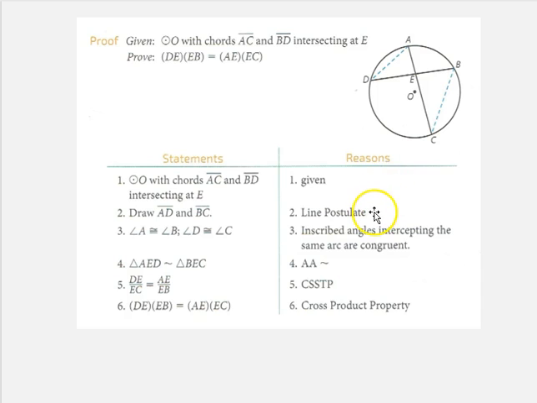We can do that because of the line postulate. And now we have angles. Angle A is congruent to angle B, and angle D is congruent to angle C. This is because inscribed angles intercepting the same arc are congruent. If you take a look at these angles that they formed, they both intercept arc AB.